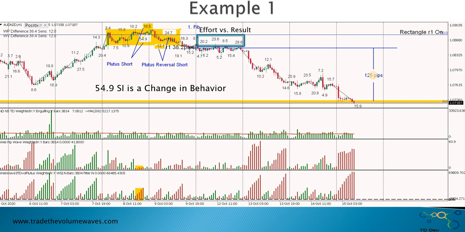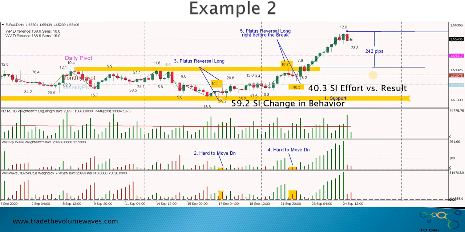Let's go to the next example. This is Euro Australian dollar, all right? We are ranging again. That's a big range. It's a messy range. So I would say that this range is close to 200 plus pips. And what do we see? That's a change in behavior. That 59.2 down here, it's a change in behavior.